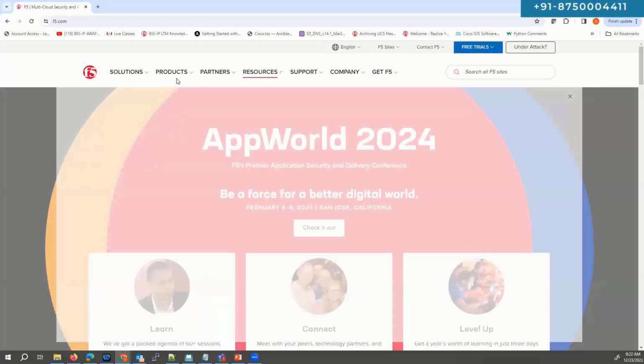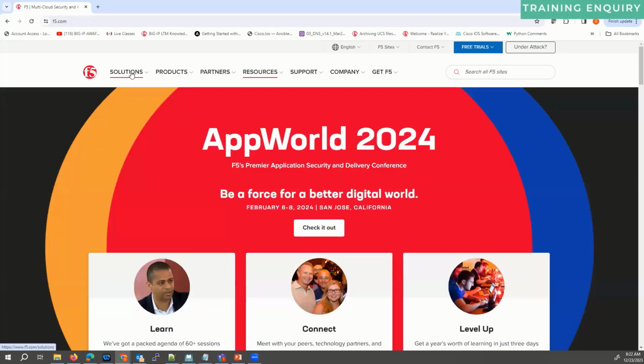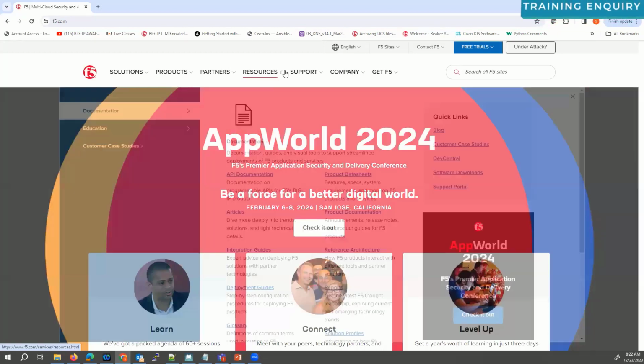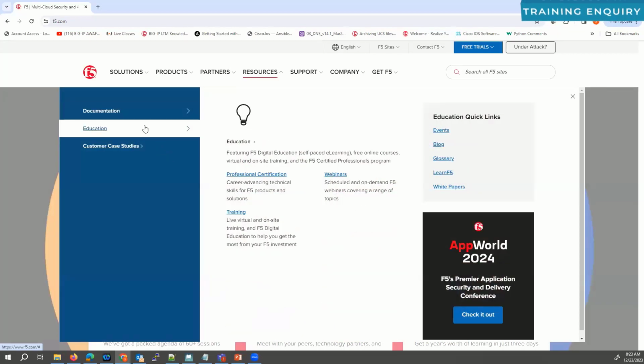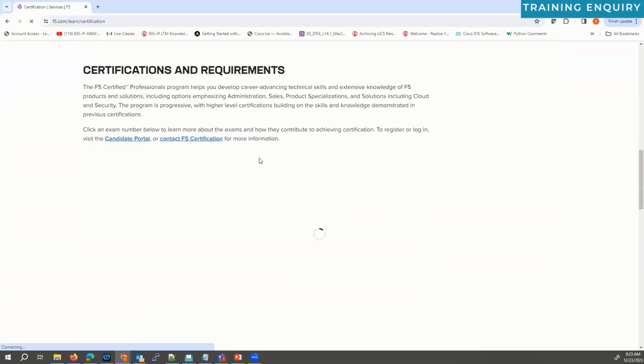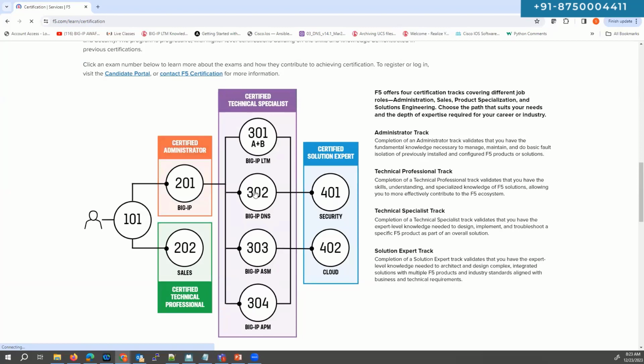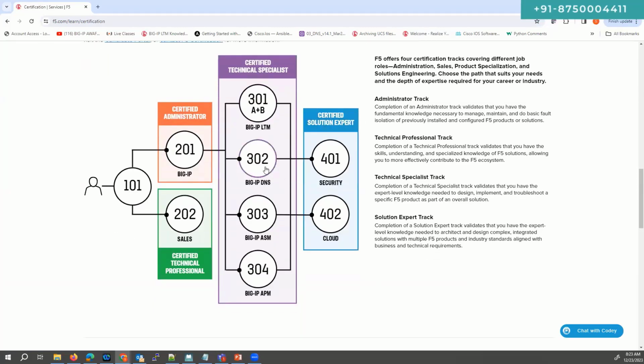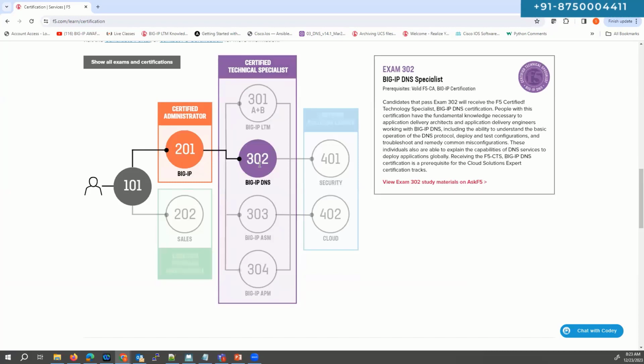If you go to f5.com, you have multiple tabs at the top, like solutions, products, partner, resources. If you go to resources, and then to education, under education you should have professional certification. Just click on professional certification, and that's where you would get the certification path. If you scroll down a little, there is a chart. As per this chart, BIG-IP DNS comes under 302. Under CTS, Certified Technical Specialist, this is the exam that you can take, 302.